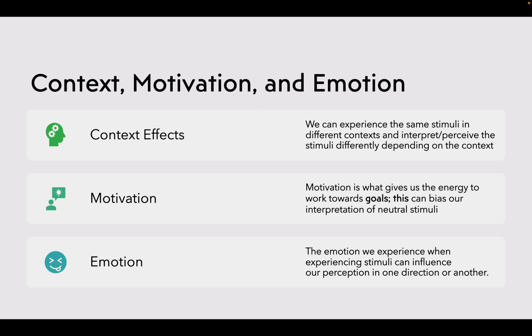So context effects. Context effects means that we can experience the same stimuli in different contexts and interpret and perceive the stimuli differently depending on the context. So, some examples of this. When holding a gun, people become more likely to perceive another person as also gun-toting. This leads to shootings of unarmed people and all kinds of other problems with that sort of thing.